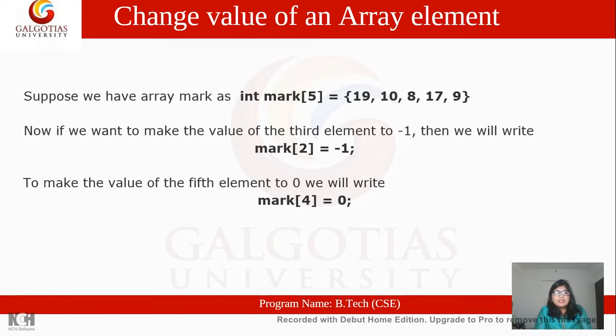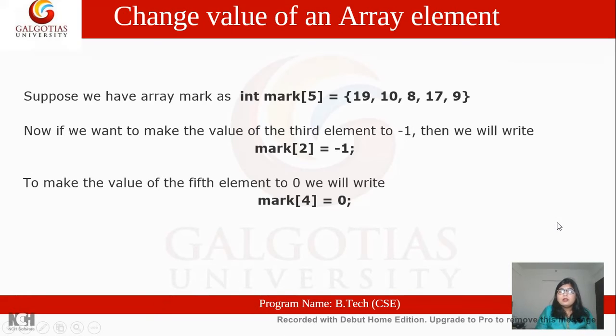We have declared the array, we have accessed the array, we have initialized the array. Now that's not the whole part of programming. We've understood the basic things, but in programming, when the logic demands, you need to change the value of the array elements. So how do we do so? Suppose we have an array, again I'm taking the same example, the array name is mark, which is holding integer data type, and the size of the array is 5. The elements I have purposely taken the same to make you understand better: 19, 10, 8, 17 and 9.